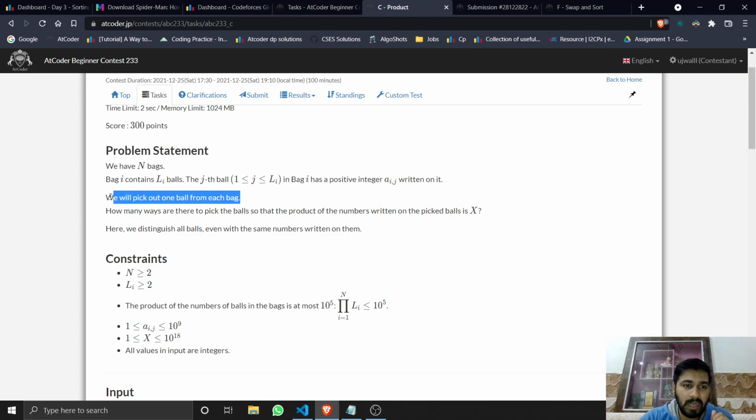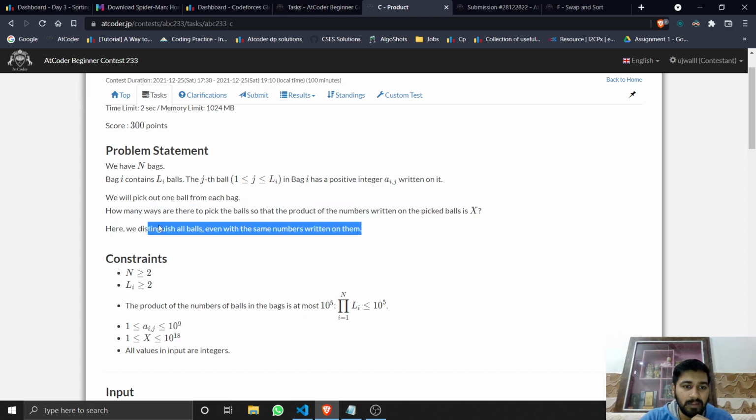Now what we have to do is pick n balls. Why n balls? Because it is stated that we'll pick one ball from each bag, and at the end we just need to tell the number of ways such that after picking n balls, one from every bag, the product of these n numbers is equal to x.